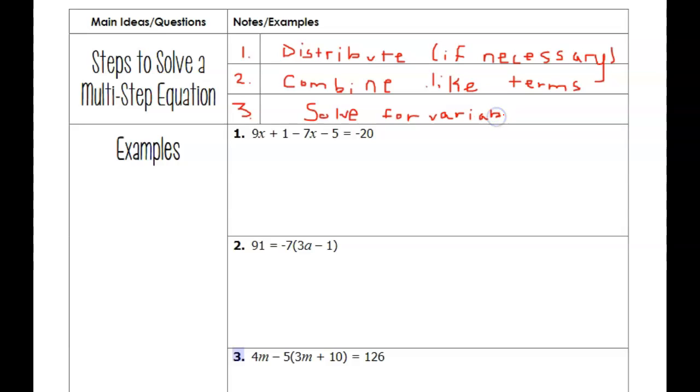Let's look at example number 1. Again, as questions come up, you can write them over here and then drop it in the chat if you're an e-learner as well. Number 1, they give us 9x plus 1 minus 7x minus 5 equals negative 20. Guys, the first thing I'm going to do is distribute if necessary. E-learners, face-to-facers, is it necessary to distribute in this problem? Does this problem tell us to use the distributive property? Yes or no? Look at it. Do we need to do distributive property?